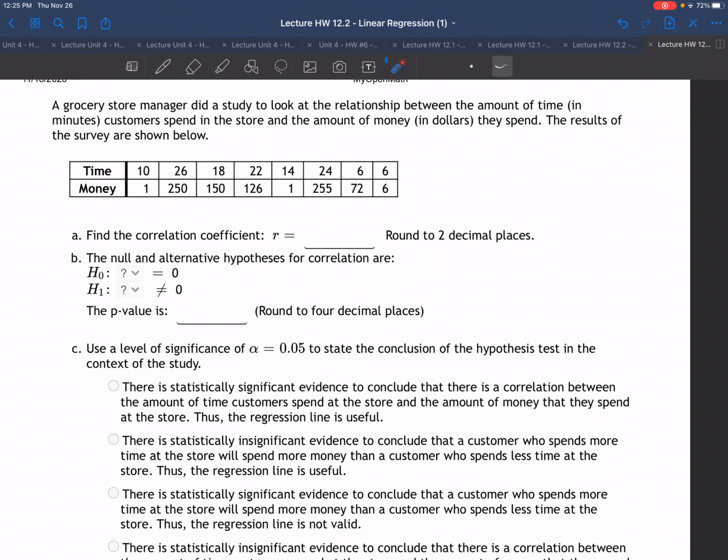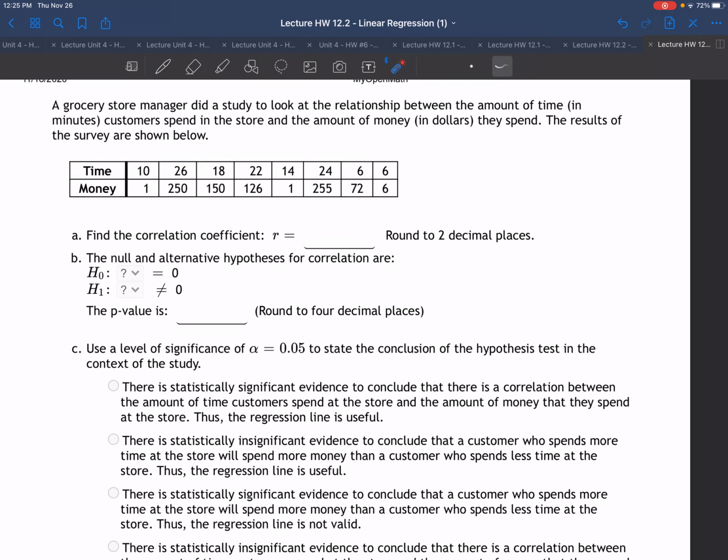Welcome to an example in which we're testing a linear relationship. A grocery store manager did a study to look at the relationship between the amount of time in minutes customers spend in the store and the amount of money in dollars they spend. The results of the survey are shown below.